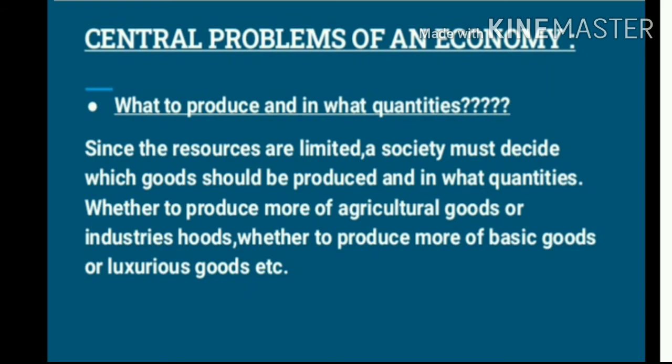So the first important question that is to be answered by a society, or the central problem of a society, is what is to be produced and in what quantity. People have to make choices regarding whether to produce more industrial goods or more agricultural goods, whether to produce more basic goods or more luxurious goods. So a society has to make choices among the various goods and services available, and once they have decided which good to produce, the next thing is how much to produce. That is also an important question. So the first central problem of an economy is what to produce and in what quantities.